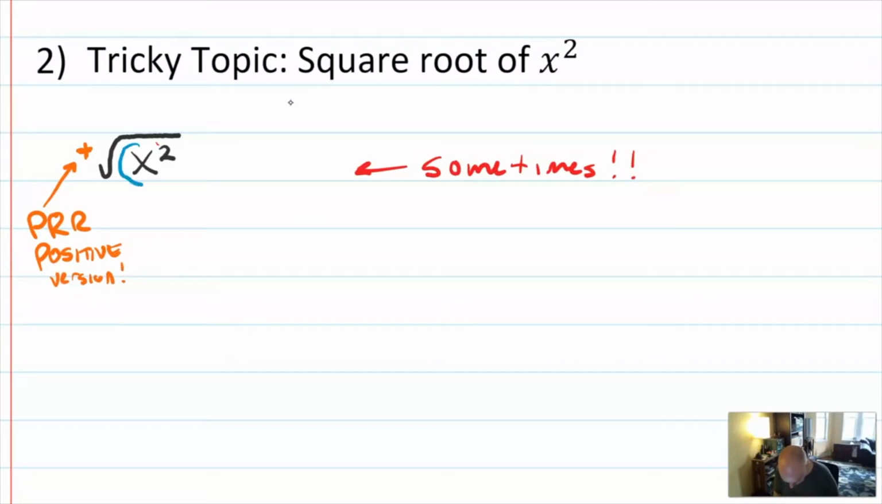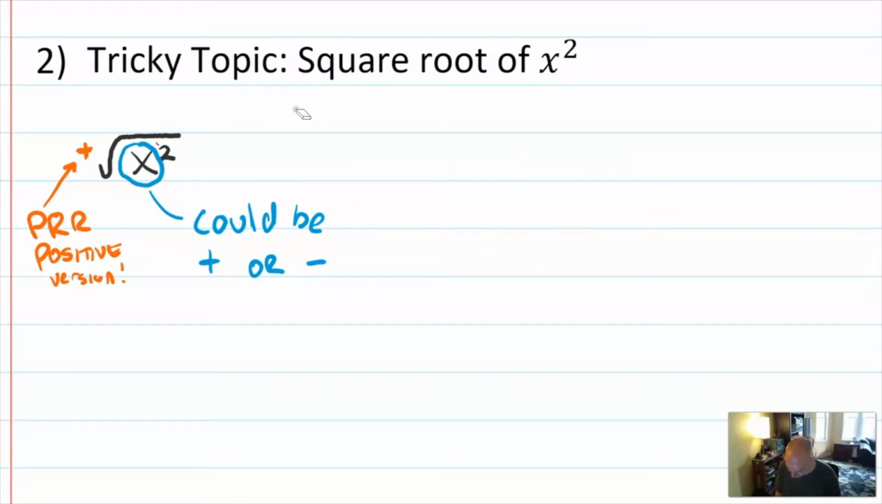However, x could be positive or it could be negative, and we're not sure. There's nothing in the problem that says, at least yet, whether that x is positive or negative. So let's think about two different situations. Why don't we do an example?